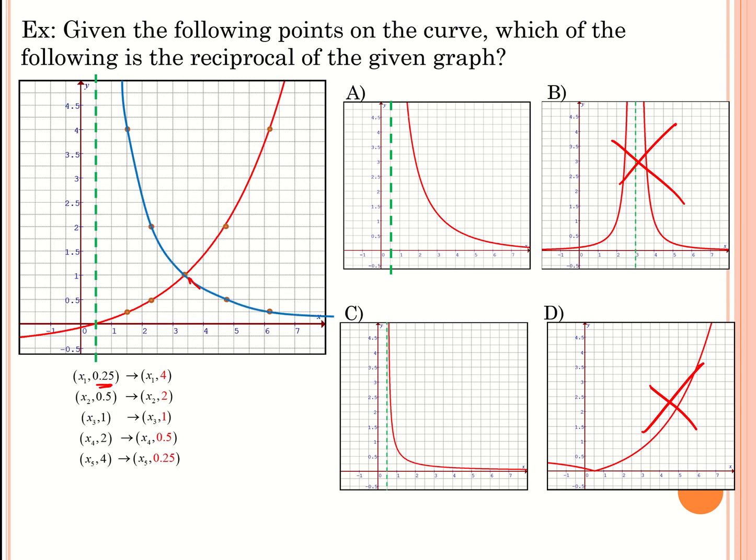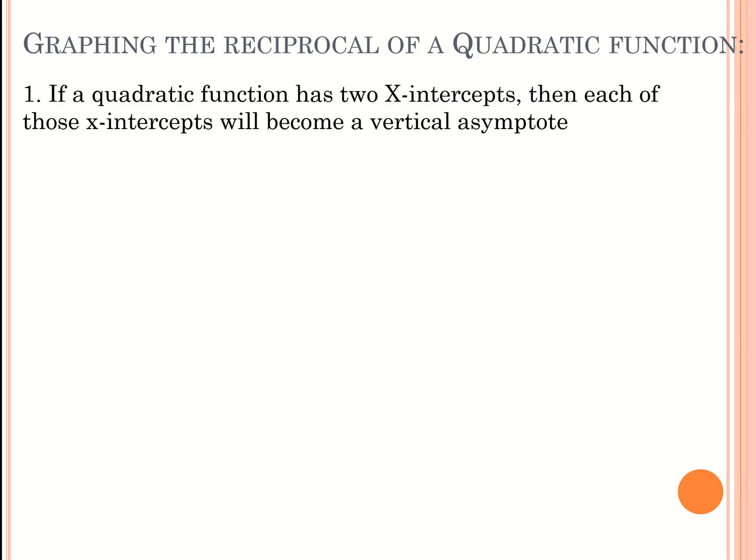So you connect the dots, graph looks like this. Okay? So the only one that looks like that is A. Okay, so the answer for this one's A. Okay, so on this slide here, now you can look at, hey, what are the steps in graphing the reciprocal of a quadratic function now? Okay? Not a linear anymore.